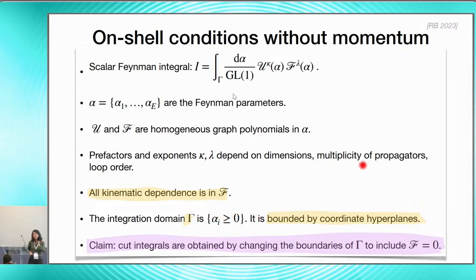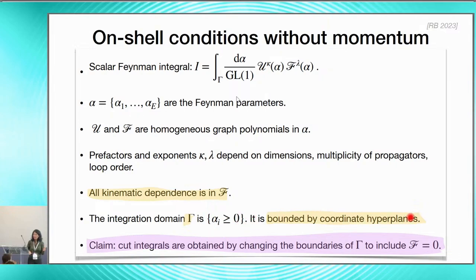So my proposal, and what I've been investigating, is the idea that cut integrals can be obtained. In this representation, you can't put p squared equal to 0 because you've integrated out p squared. You're left with some alphas. But I claim you can still find the on-shell conditions by changing this gamma, by changing the nature of the boundaries: removing the boundaries for the propagators that you're cutting, and instead also including f equals 0 as a boundary.